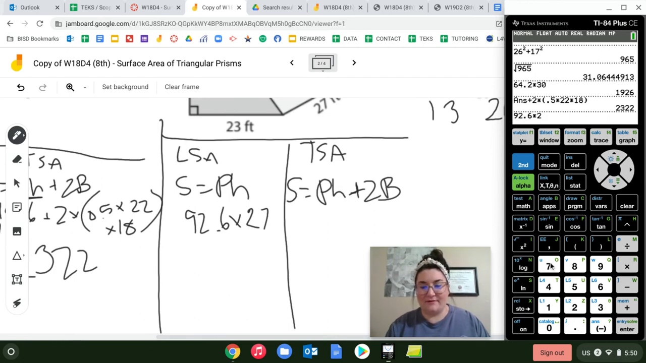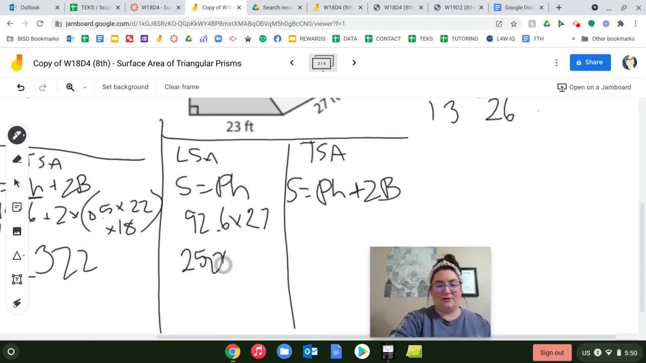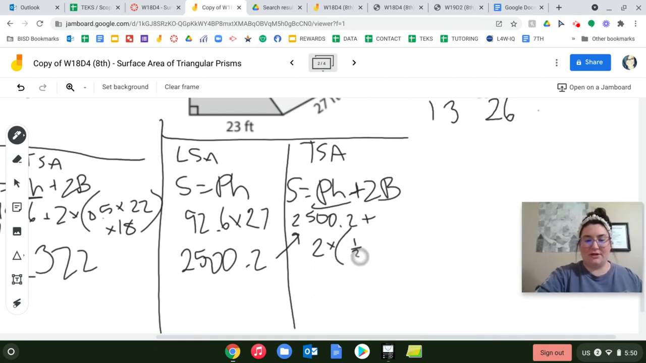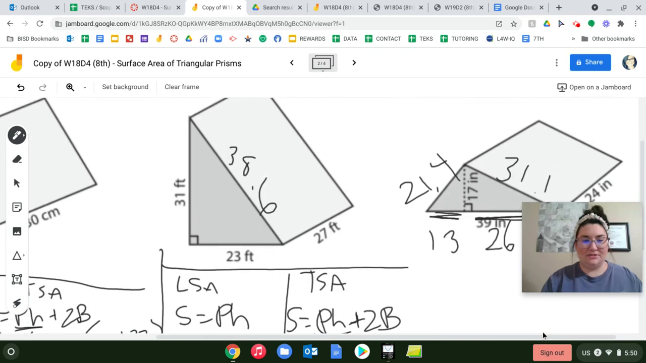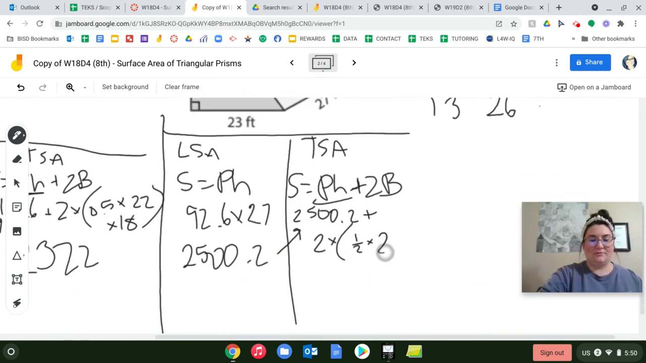All right, so 92.6 times the height of the prism. We get 2500.2. That is our lateral again, 2500.2 plus, let's get our 2 bases. 2 times area of a triangle is 1/2 times this base and this height. Remember, because it has to do with the base. So times 23 times 32.